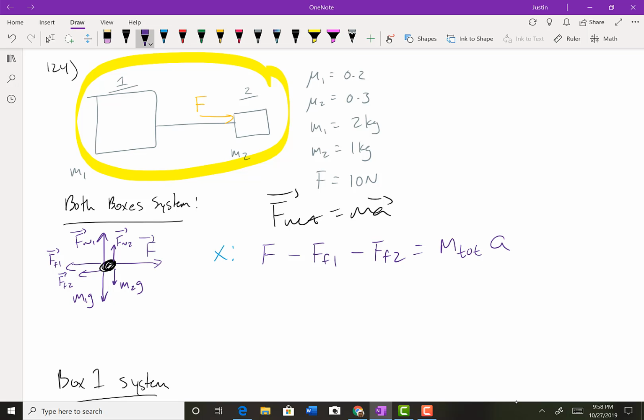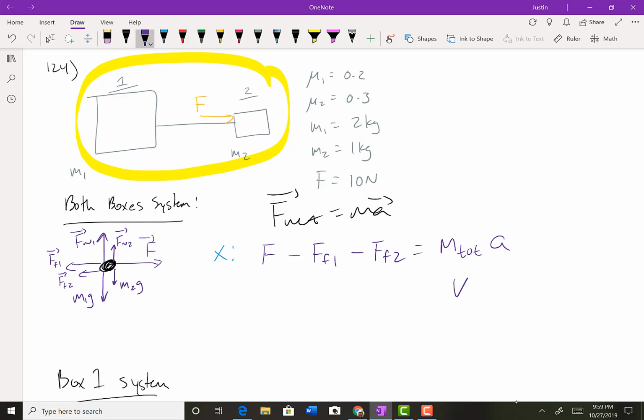I could do the y as well, but what I'm going to do instead is treat both boxes as different systems so I can get the y for box 1 and the y for box 2, because that's going to help me fill in these friction forces.